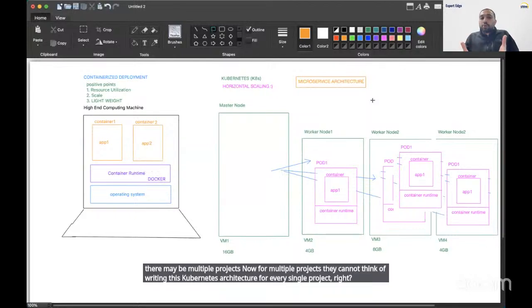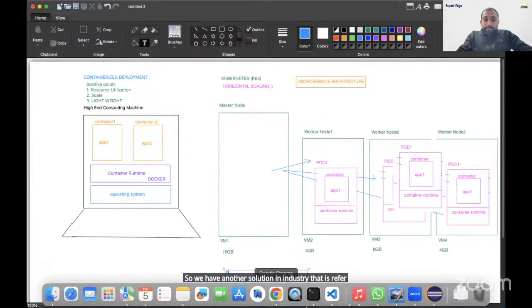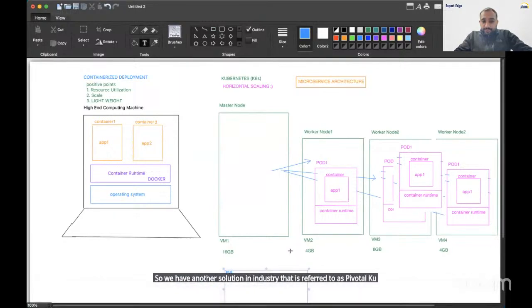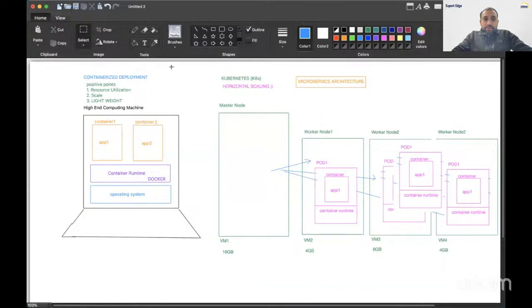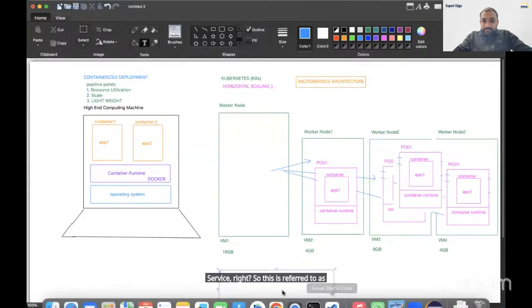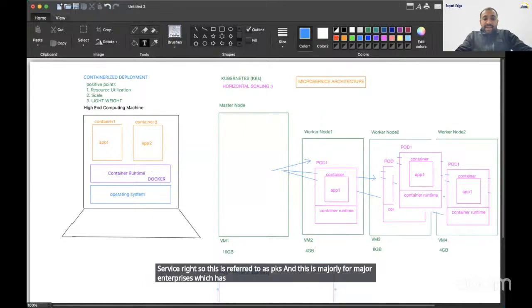So there has to be some automation. So we have another solution in industry that is referred to as Pivotal Kubernetes Service, right? This is referred to as PKS. And this is majorly for enterprises which have multiple projects to handle.